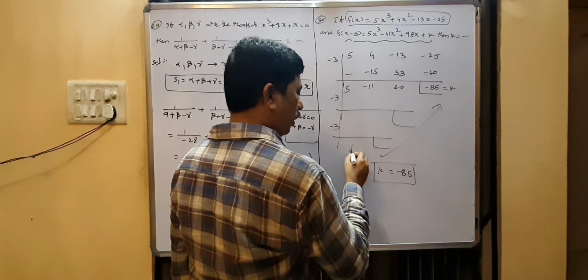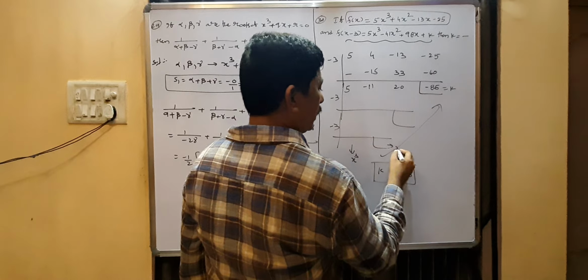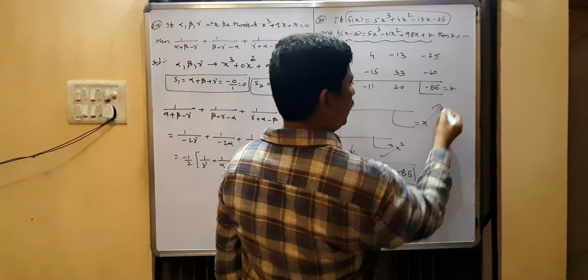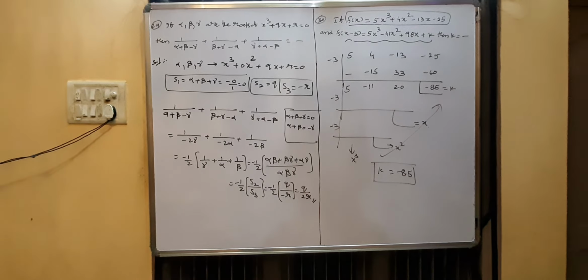Sorry, the given equation is x cube. So this is the x cube quotient, this is the x square quotient, this is the quotient of x, and this is the constant. So the k value we get is minus 85. Copy both problems.